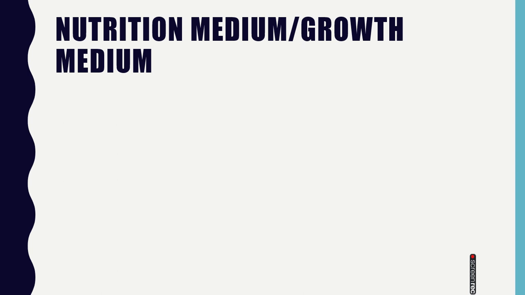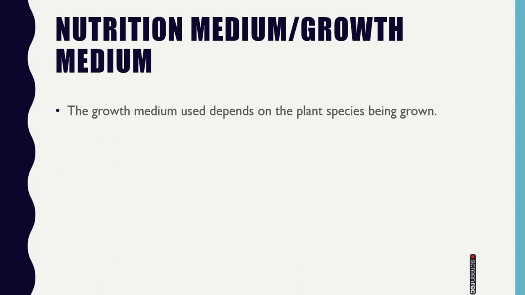Now about the nutrient medium or the growth medium. The growth medium used depends on the plant species being grown, because plant species vary in their environment, some from coastline areas and some from mountain areas. So some have a deficiency of certain nutrients, and some have resistance to any type of nutrient deficiency.